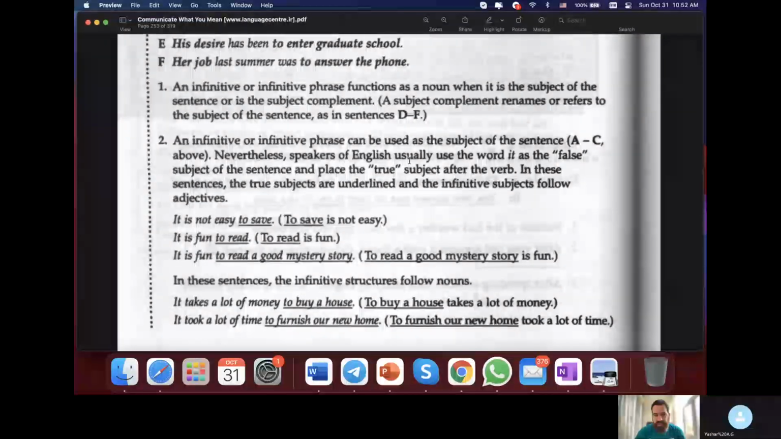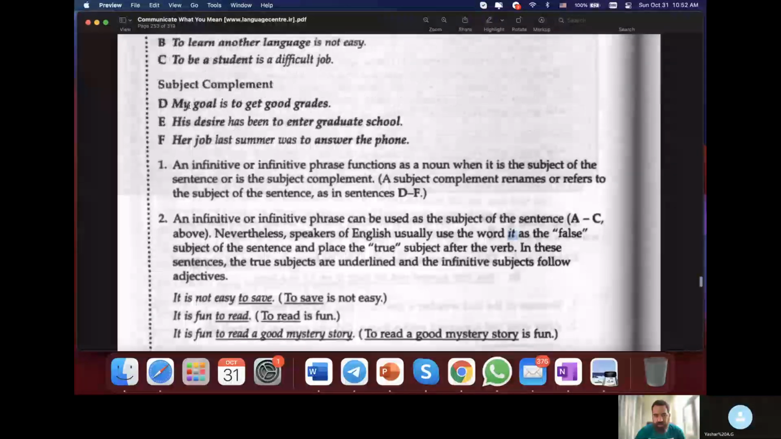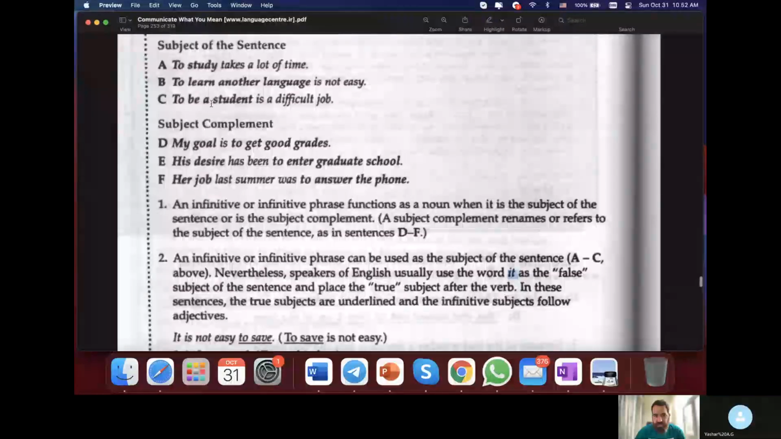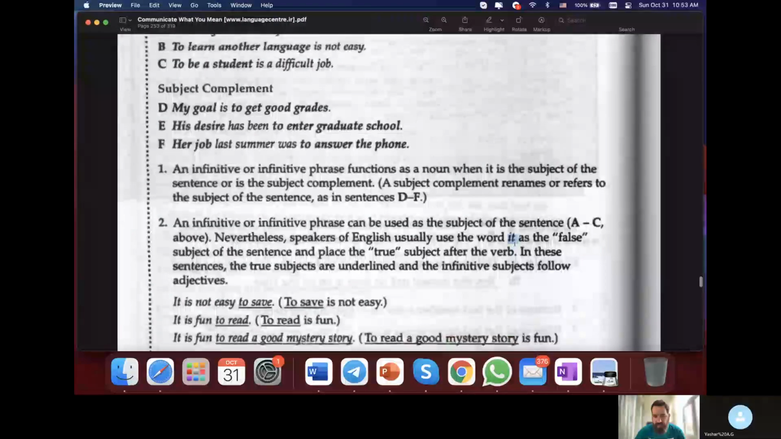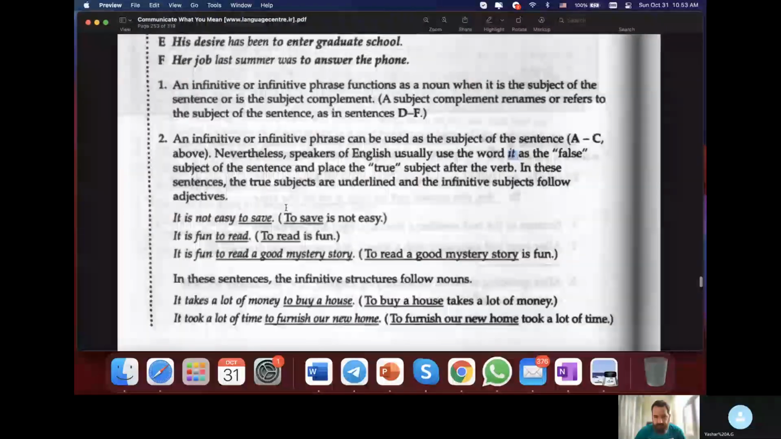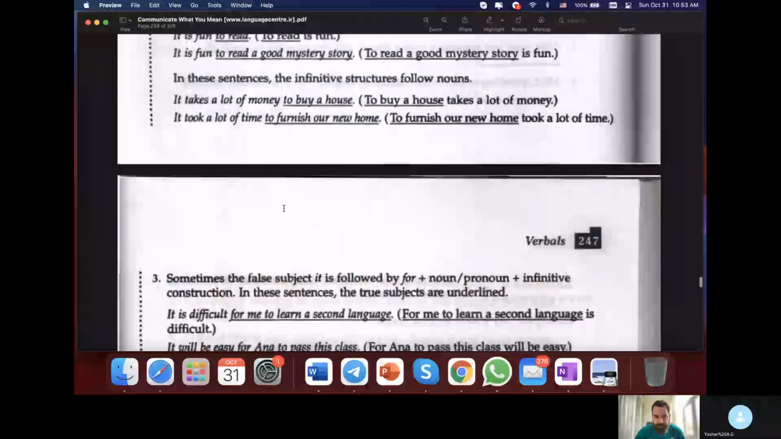Nevertheless, speakers of English usually use the word it as the false subject of the sentence and place the true subject after the verb. So native speakers don't prefer to say, to be honest, is. They put it. It is difficult. It's a difficult job to be a student. So they place the false subject first and the true subject at the end of the sentence. Clear?